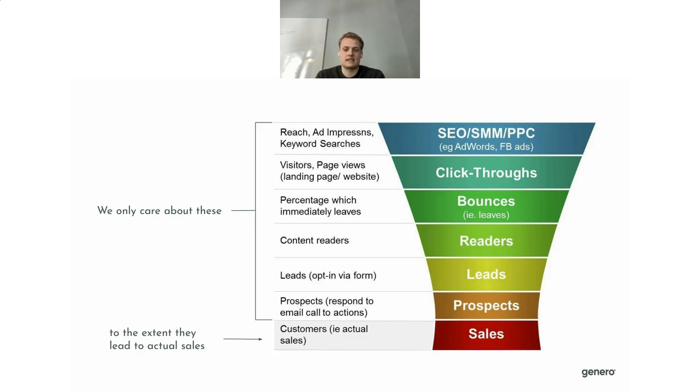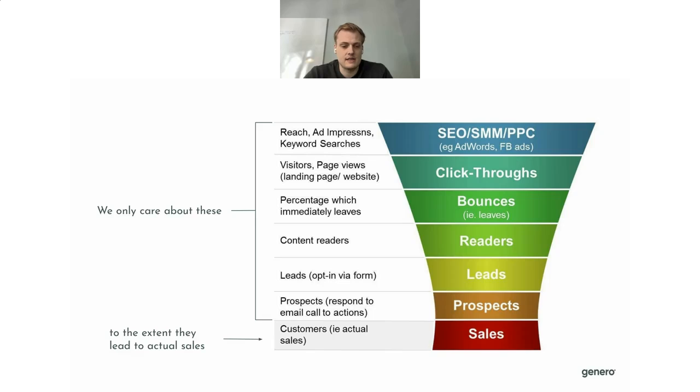So this is a classic marketer's funnel. We are understanding that people are not directly purchasing, but they have sort of this funnel that they go through. Because these more top of the funnel metrics are easier to measure, for example, reach, ad impressions, readers, leads, and so on, often these are what marketers focus on.